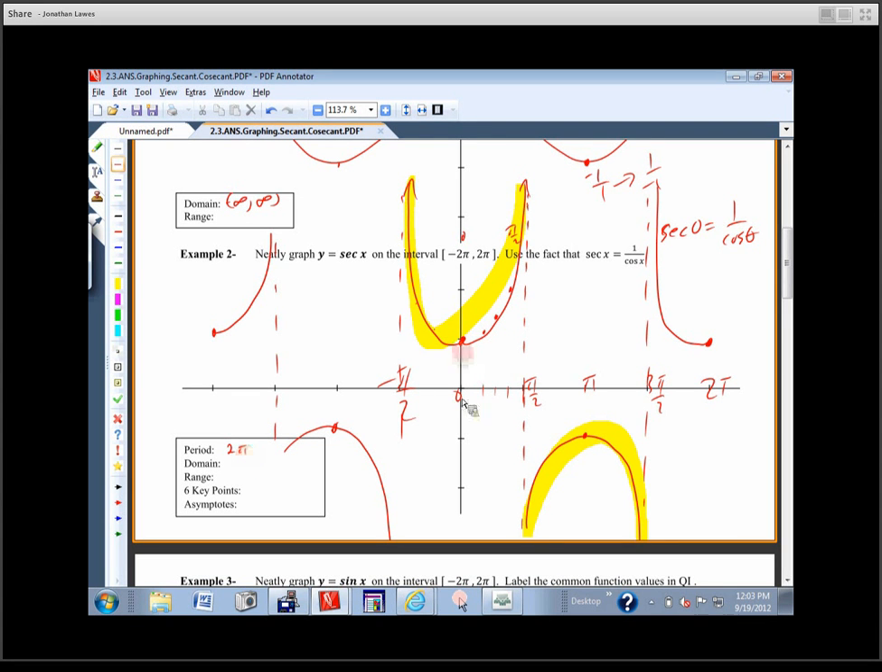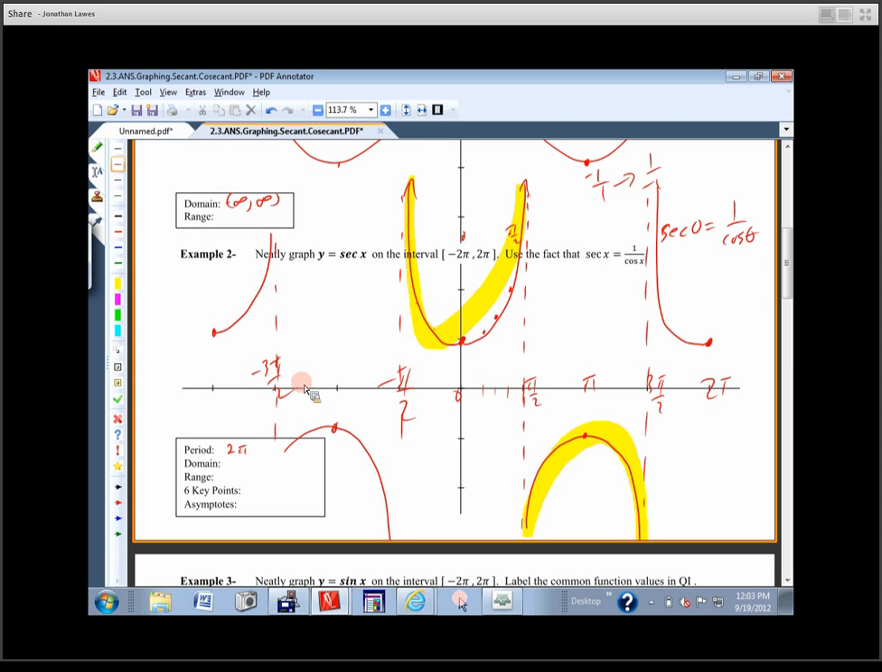That's the range. Okay. Are there any points that are not in the domain? Negative pi halves, 3 pi halves. This one would be negative 3 pi halves. Okay. So here's how you state something like that.